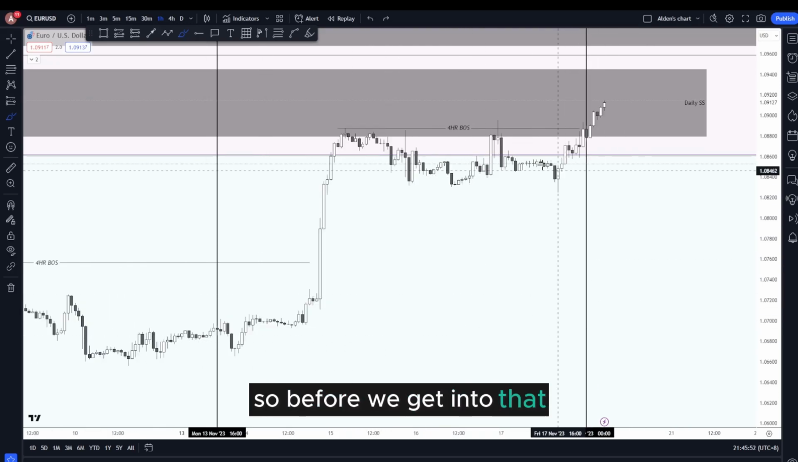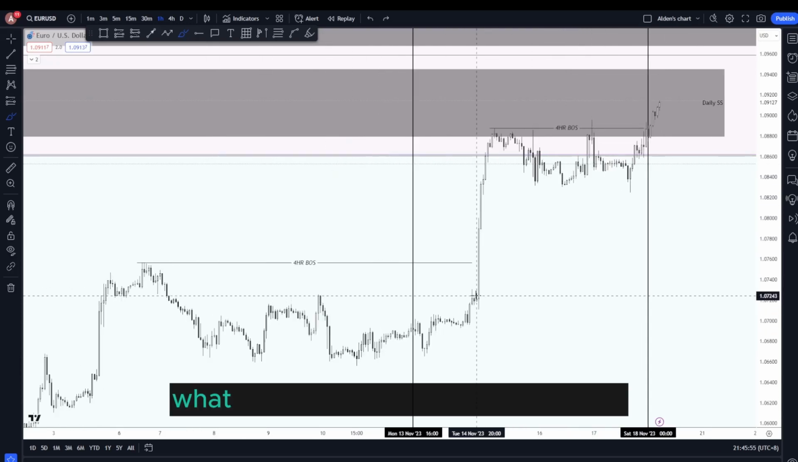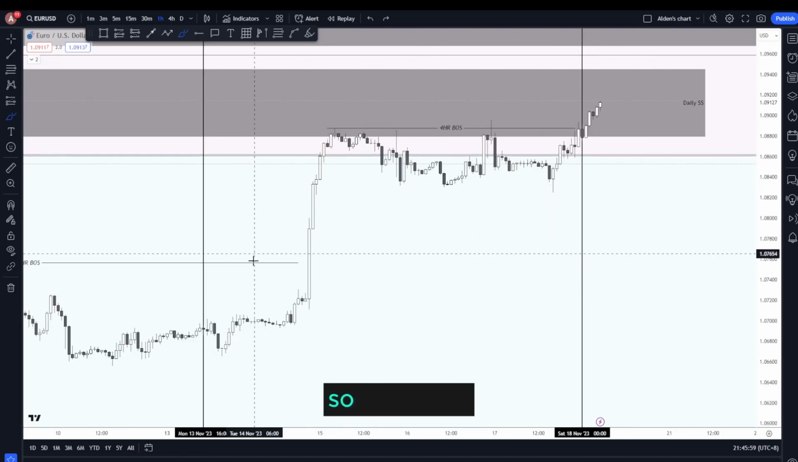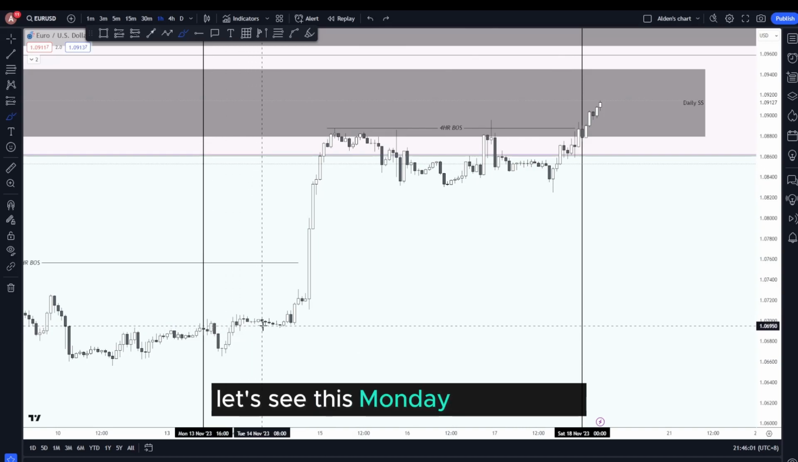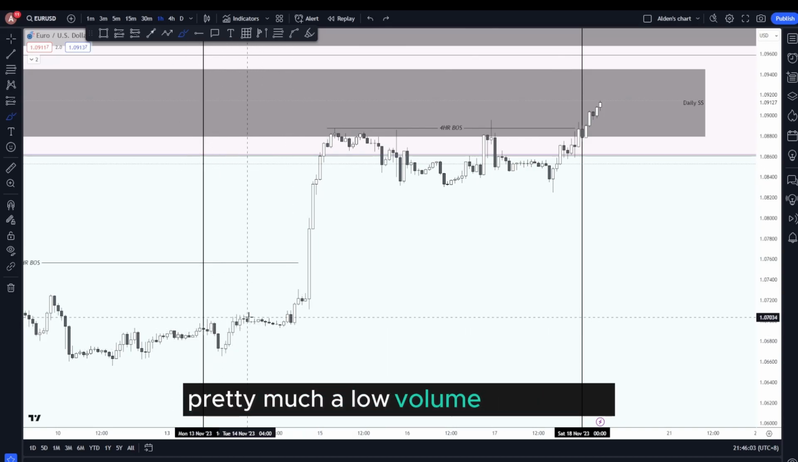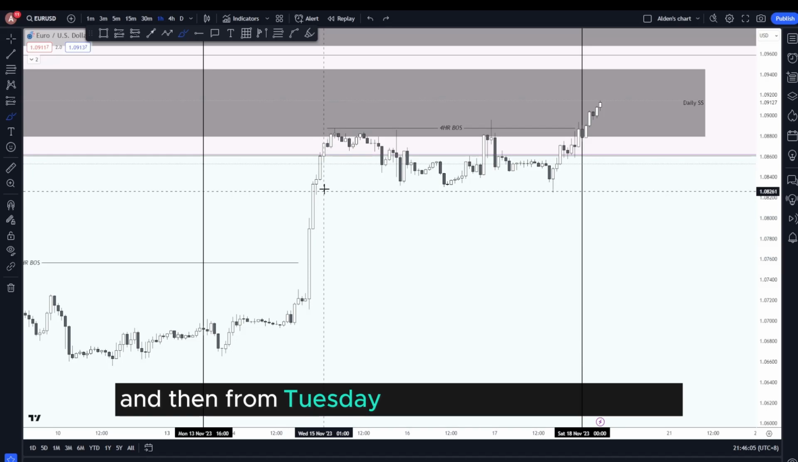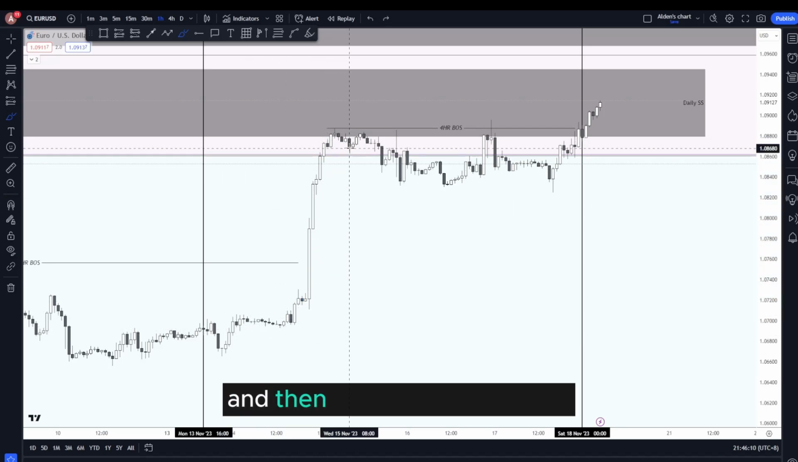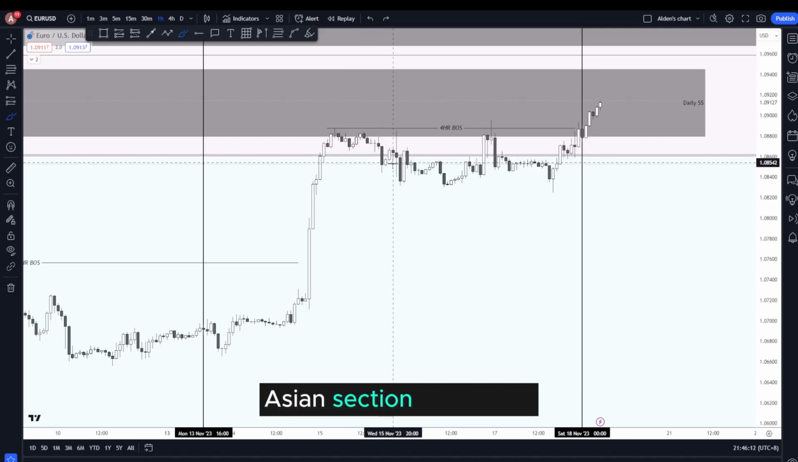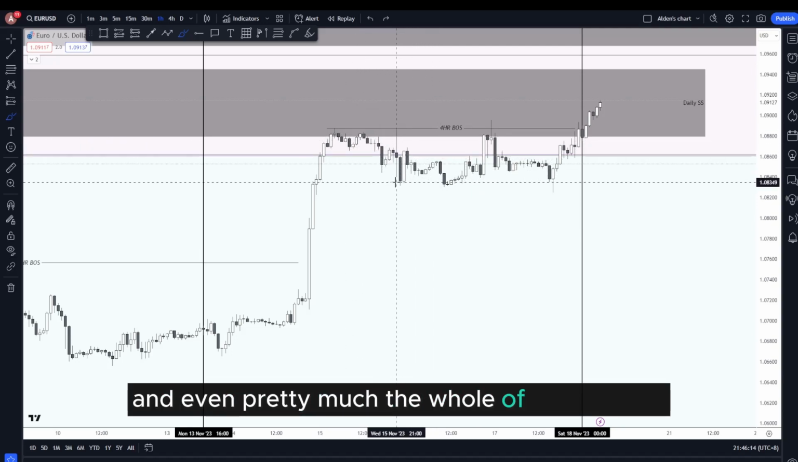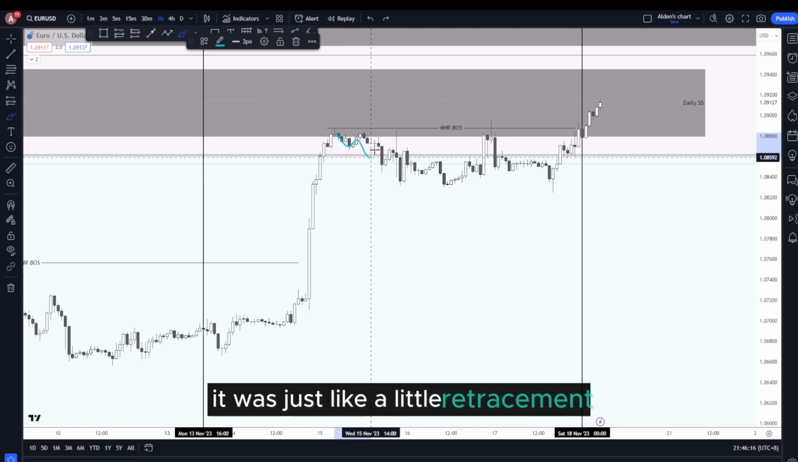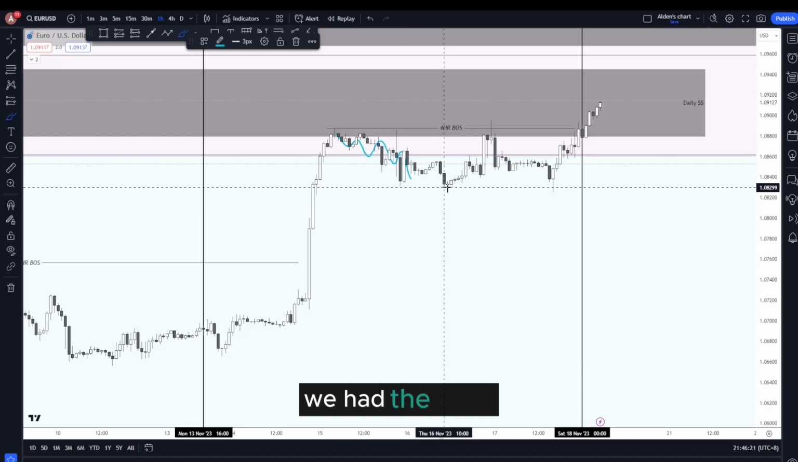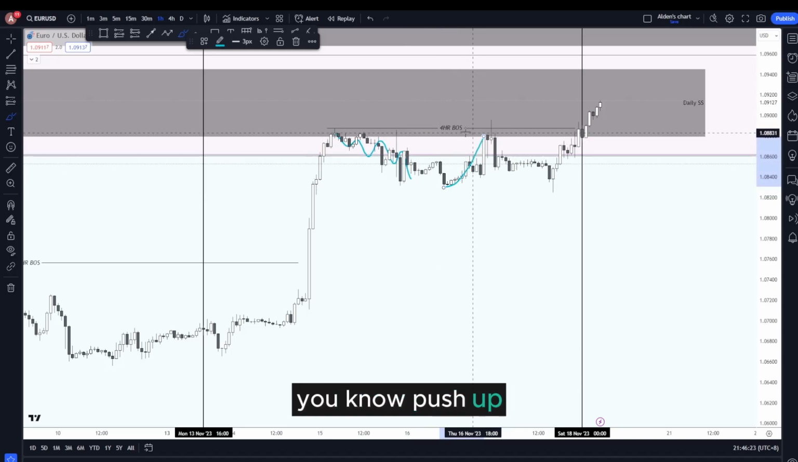So before we get into that, maybe you can just take a look at what price actually did in this week, right? So, let's see, that's Monday to Tuesday, pretty much a low volume kind of day. And then from Tuesday all the way to Wednesday, it was just that CPI push. And then from Wednesday Asian session to London, and even pretty much the whole of Wednesday, it was just a little retracement.